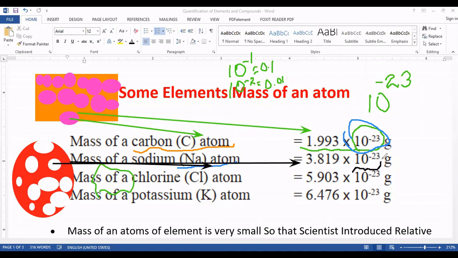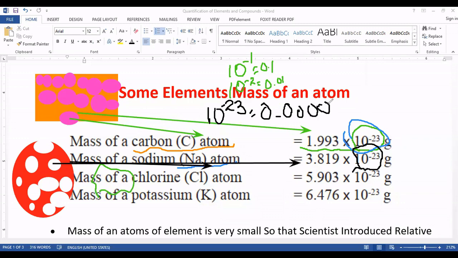3.819 into 10 to the power minus 23. Do you think it's very small, right? It's very, very small. For example, if I say 10 to the power minus 23, it means 0.00000... How many zeros should I take? Can you tell me how many zeros? 23 zeros. Right, I'm tired, sorry. That much, very small, is the mass of one atom.